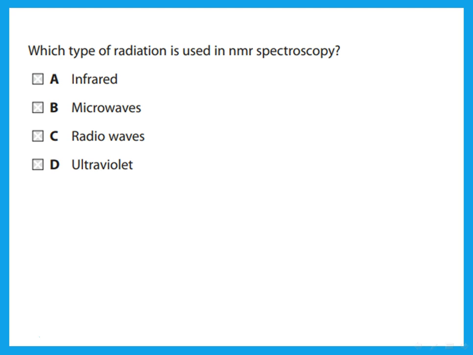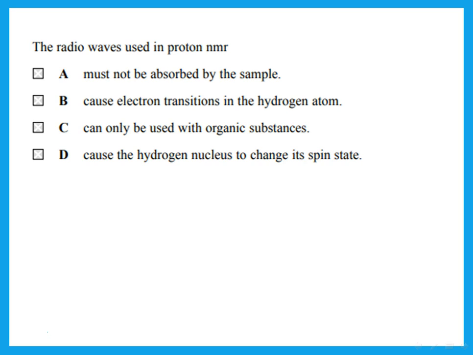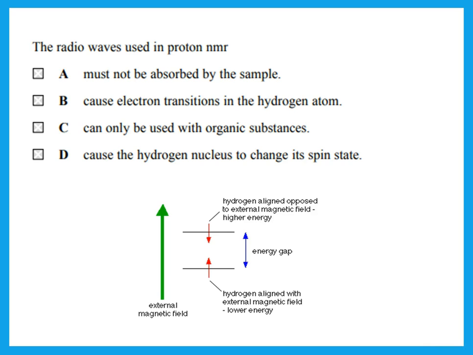If asked which type of radiation is used in NMR, these are the different types of radiation, but for NMR, we use radio waves. The radio waves used in proton NMR, what do they do? You should remember that they cause the hydrogen nucleus to change its spin state. So it absorbs energy and goes to the higher energy level and flips, so it changes its spin state.